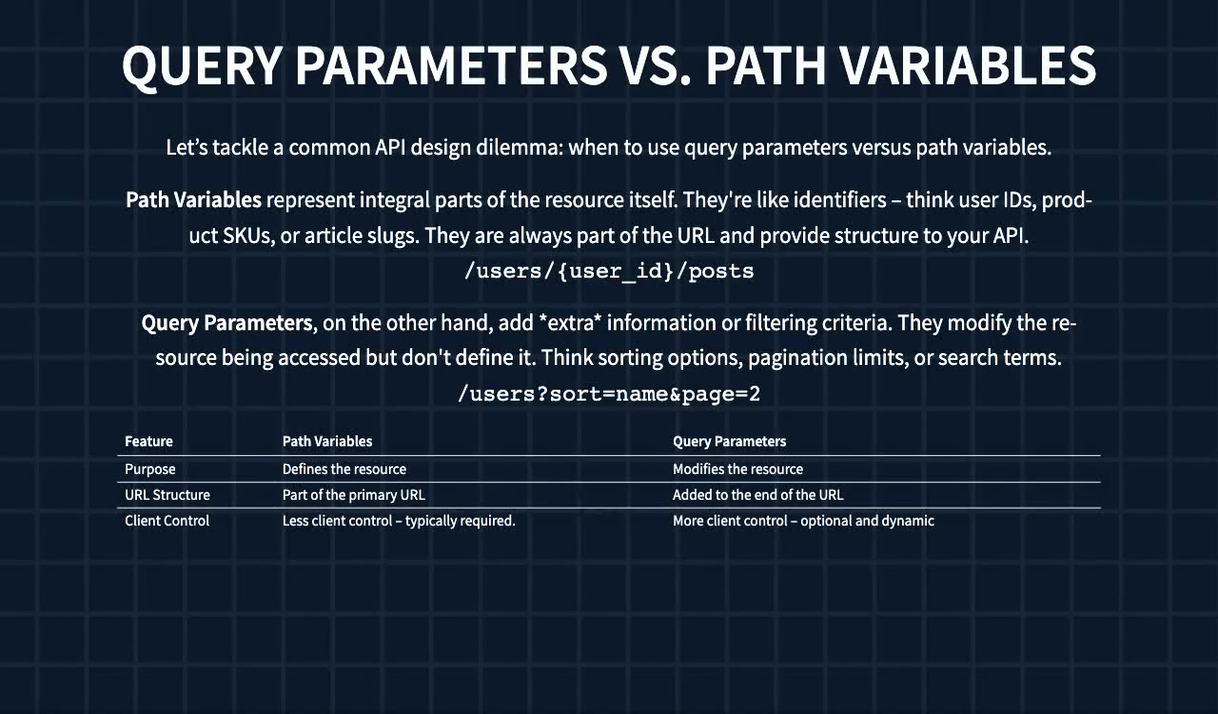Okay, so let's talk about query parameters versus path variables in API design. Path variables are really key to identifying a specific resource, like a user ID or a product code. They are always part of the URL and help build that structure. Think of them as defining what asset you're looking for. On the other hand, query parameters add extra information or filter things like sorting order or page numbers. They modify how you view the resource but aren't essential to its identification. We use them when we want to add flexibility and control to our API. Let's break down some key differences in a simple table.